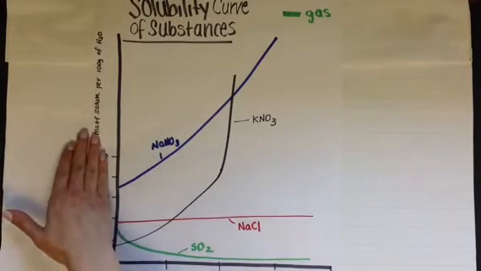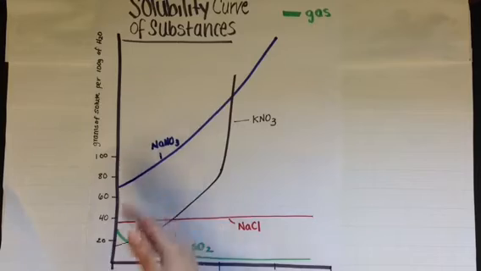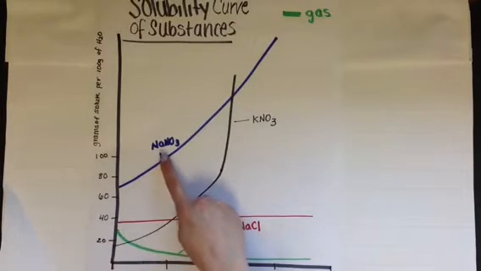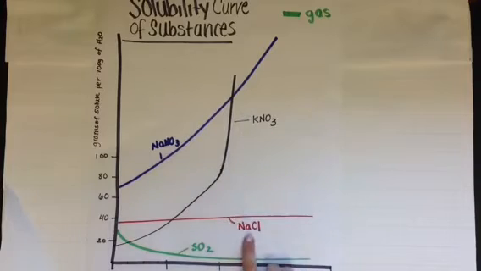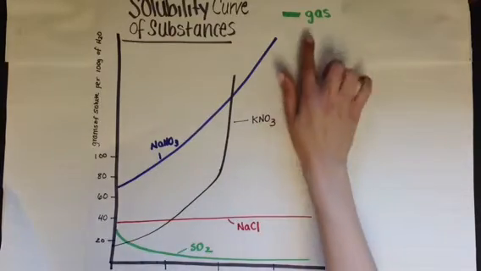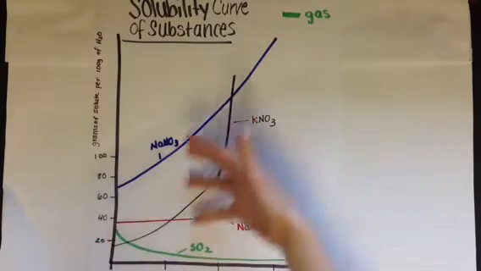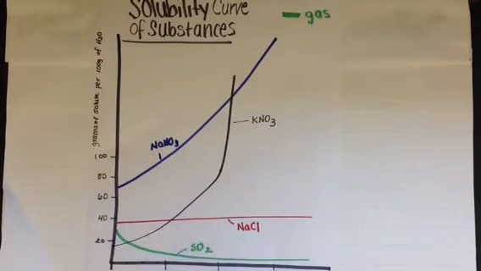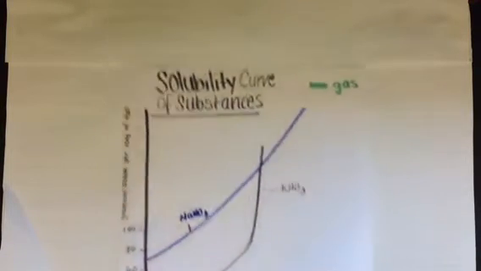I'm going to talk about that in a second, what that means, but now we know what our axes are. And if you notice, I've got different solutes: sodium nitrate, potassium nitrate, sodium chloride, and SO2. There's something unique about SO2 that you should note. SO2 is a gas, while all the rest of the lines on here, the blue, black, and red, are solids. So notice the trend.